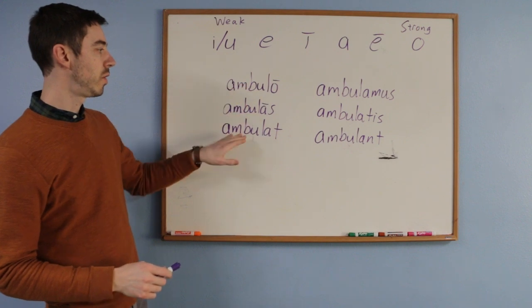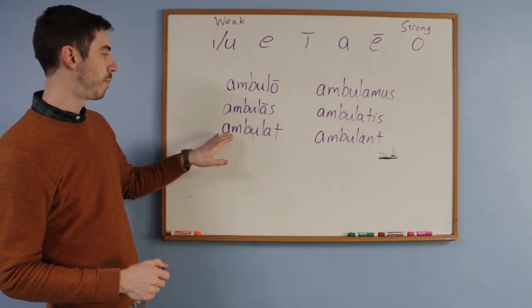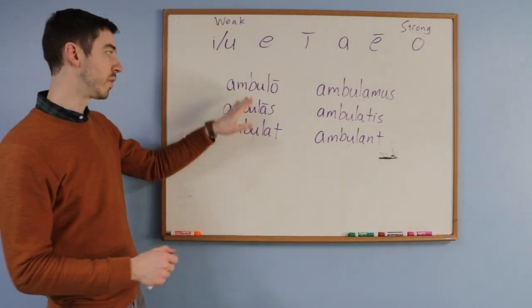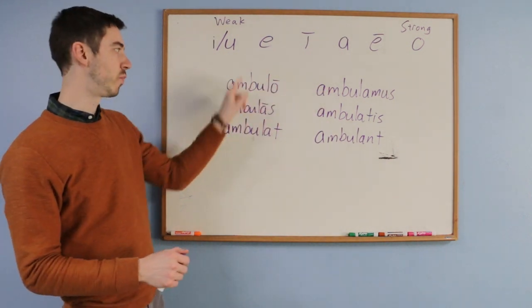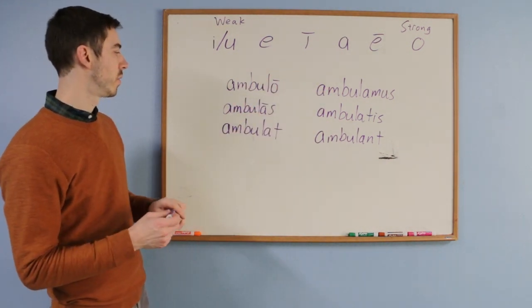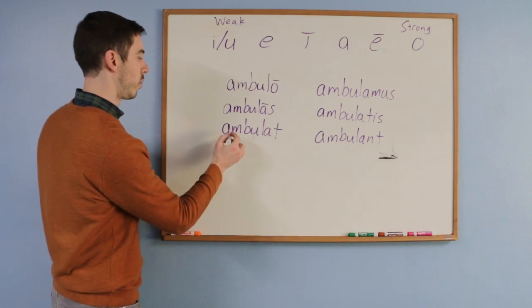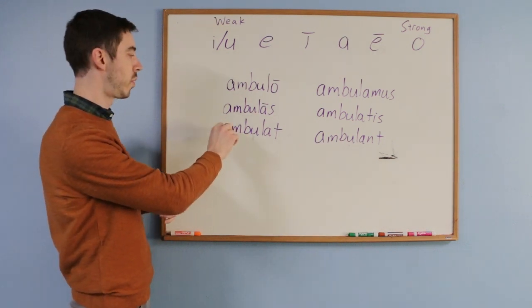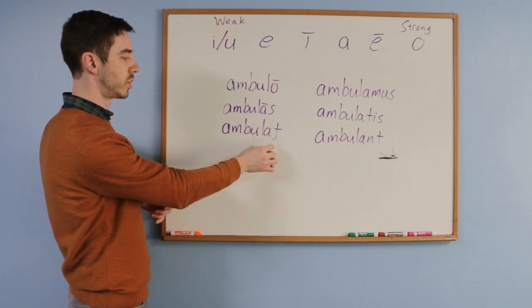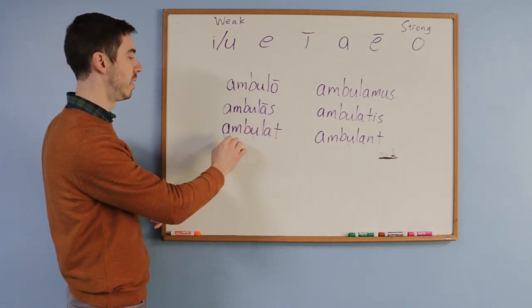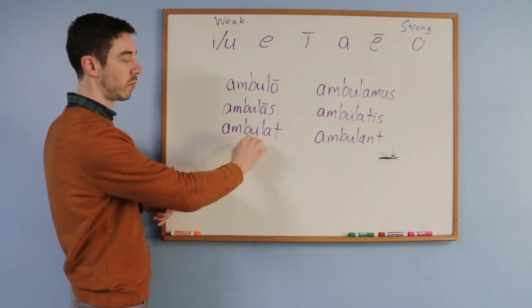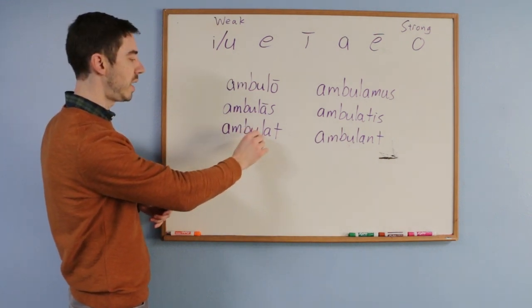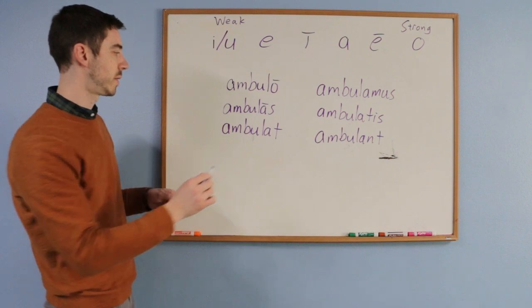All right, so here we have ambulat, and we've conjugated it, which means we've put it in a conjugation. Okay, so remember when we memorize a word, a verb, we always memorize it in the third person singular. So it always has this t at the end. So ambulat is what we memorize, and that means he, she, or it walks.